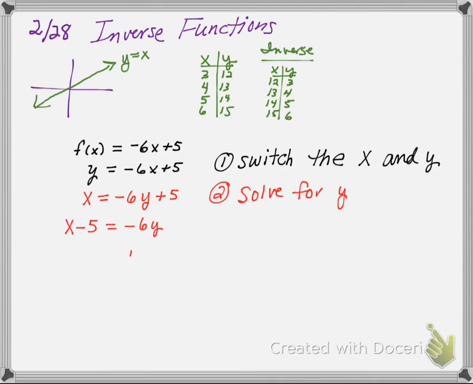Right? Now you can write it like this. x minus 5 over negative 6. You can leave it just like this. That is the inverse function. So all we did was switch the x and the y, and then we solve for y. It's actually easier if you leave it in this form and not break it up into two different fractions.